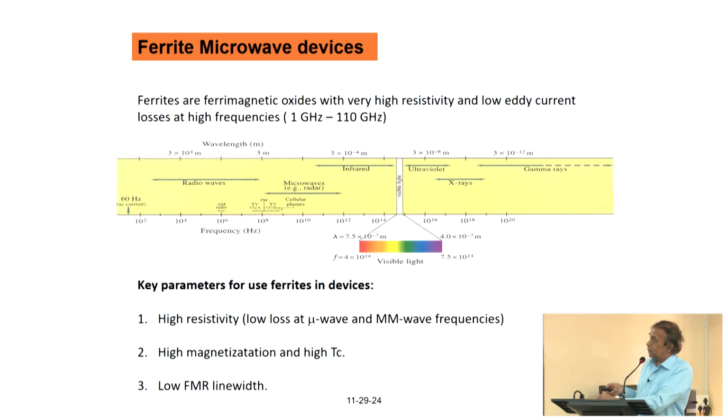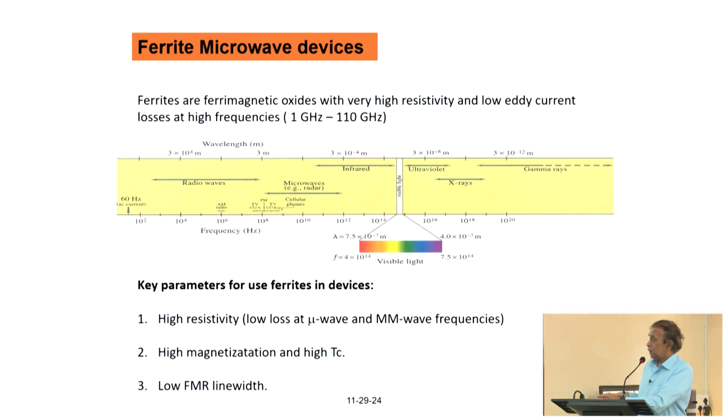So, this is the electromagnetic frequency spectrum, and the range where the devices would operate is rather limited. 1 gigahertz is 10 power 9. So, we are talking about devices from 1 to 100 gigahertz. That is 10 power 9 to 10 power 11, and that is a small region here, but that is where these devices are useful.